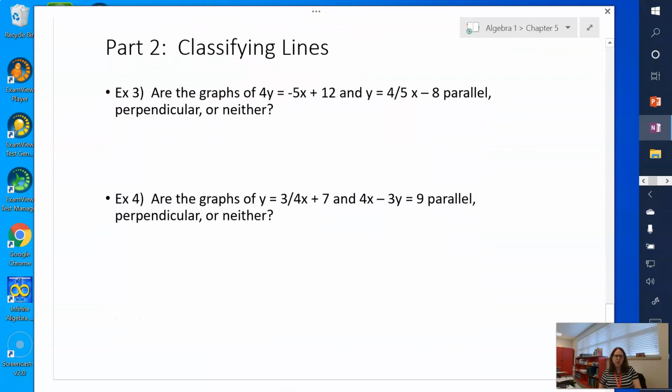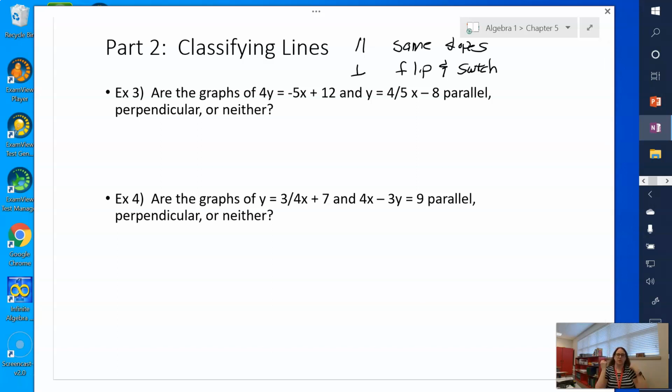Now let's take a look at some equations of lines, and we're going to decide if they're parallel, perpendicular, or neither. Here's our criteria. For parallel, slopes have to be the same. For perpendicular, flip and switch. Now, if neither of those happens, then it's a neither.